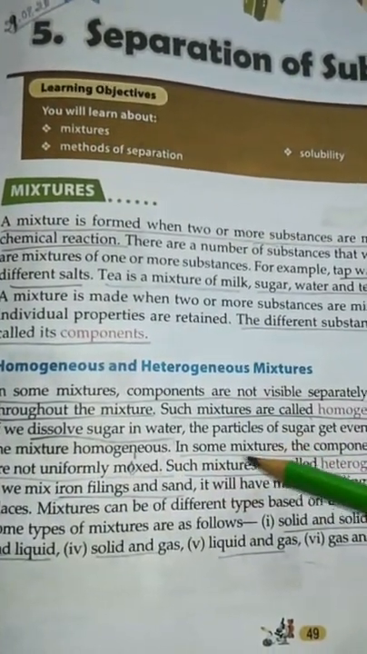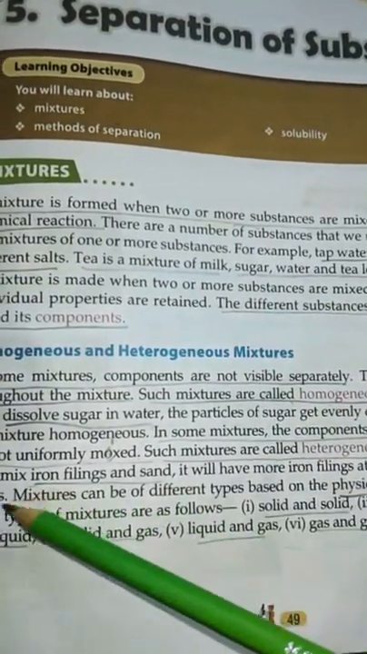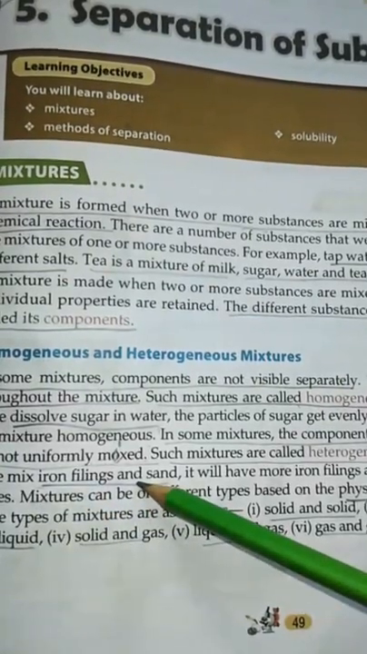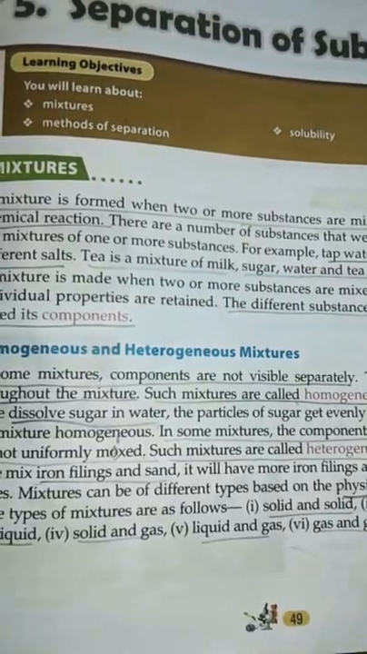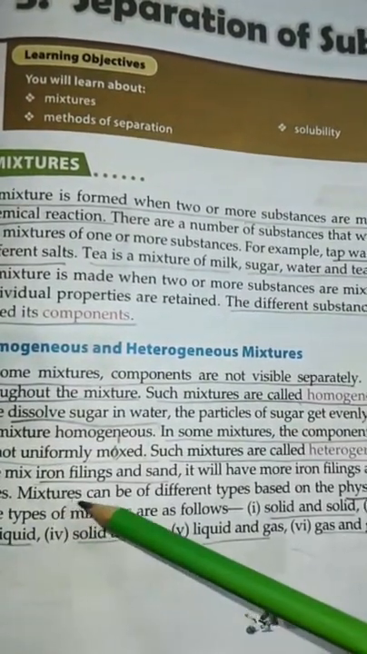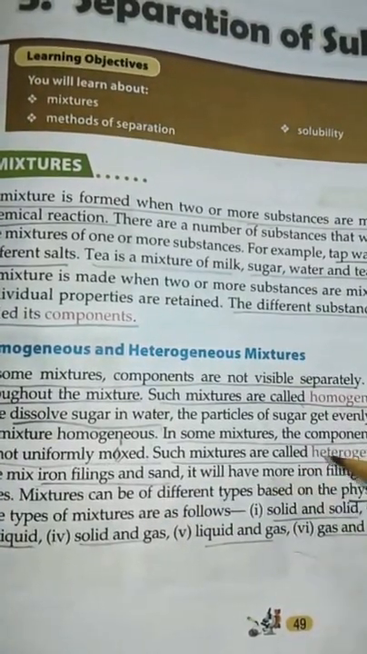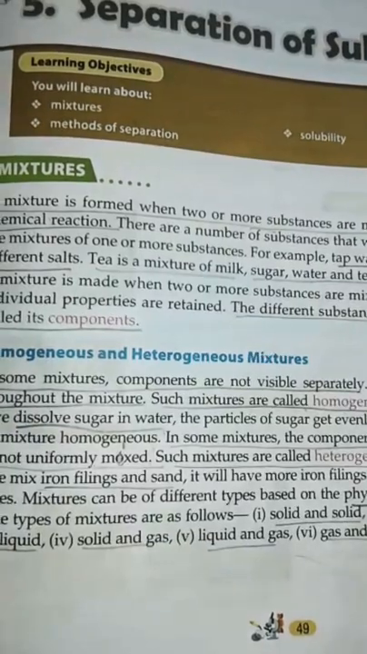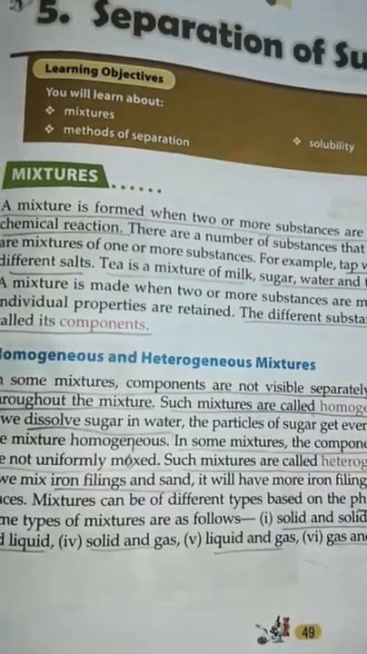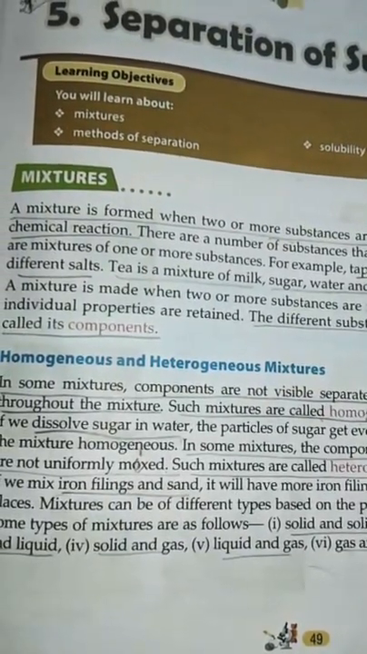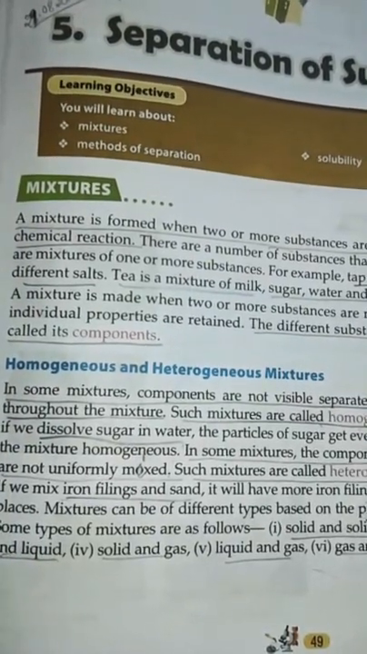homogeneous. But in some mixtures, the components are visible separately. They are not uniformly mixed. Such mixtures are called heterogeneous mixtures. For example, if we mix iron filings and sand, it will have more iron filings at some places and less at other places. On the basis of the physical state of the components, mixtures are of different types.